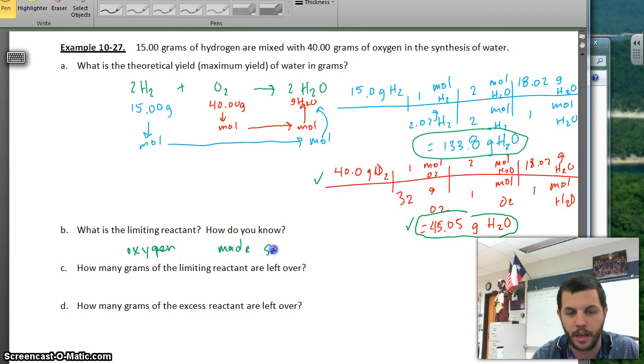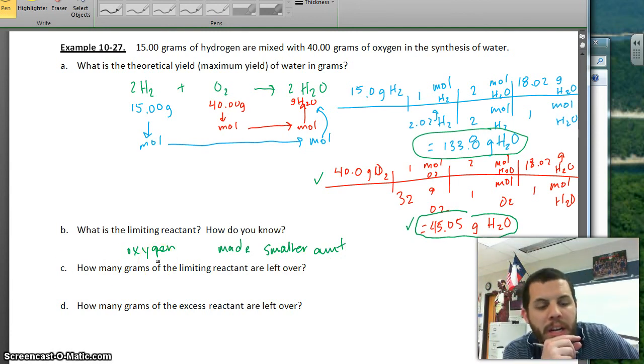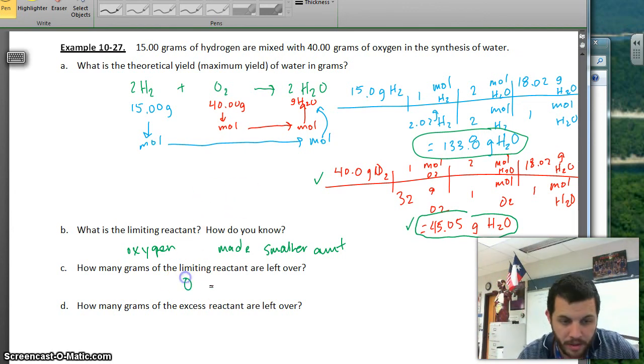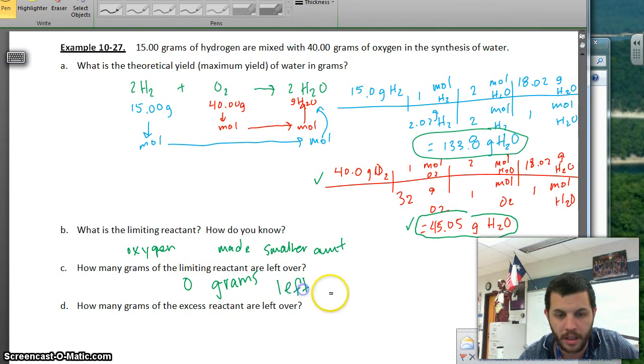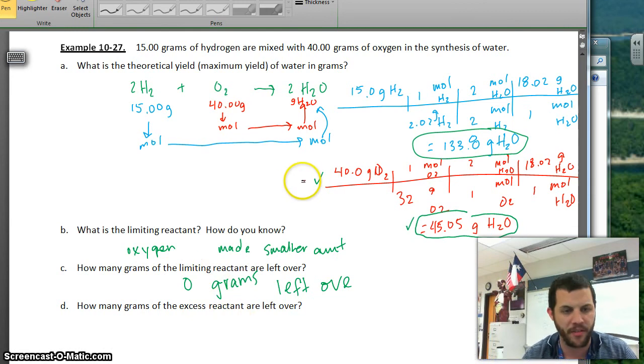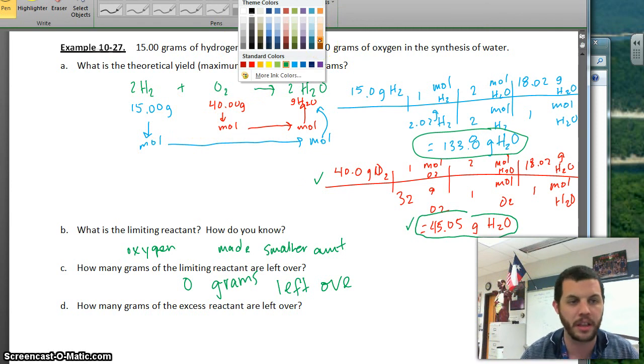Okay, how many grams of the limiting reactant are left over? Tricky question. Well, the limiting reactant was the one that ran out. So since that one ran out, I know that I have 0 grams left over. That's it. How many grams of the excess reactant are left over? Well, that I'm going to have to do a little bit of math for. Okay, so what I want to do, this is fun. You're going to like this part. Actually, you're going to love this part.